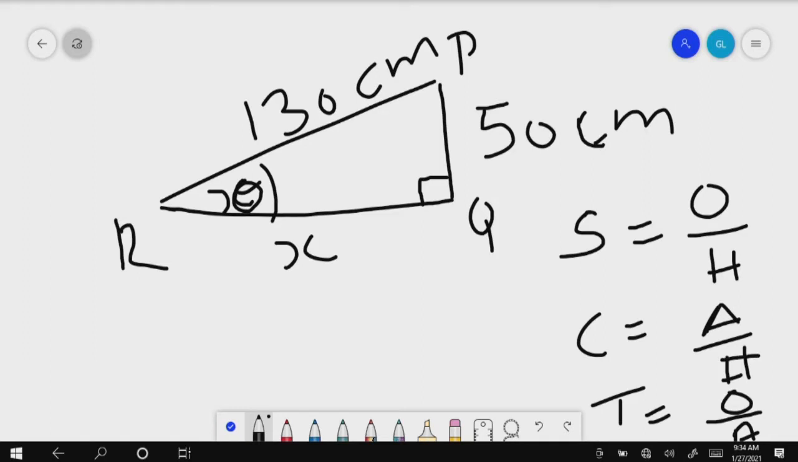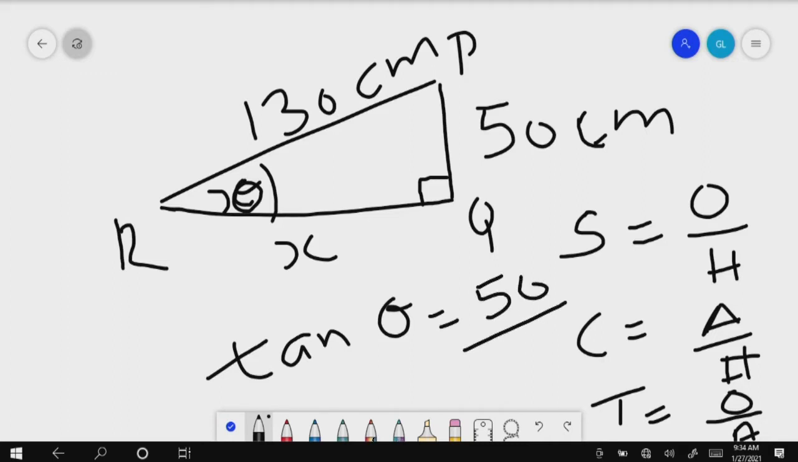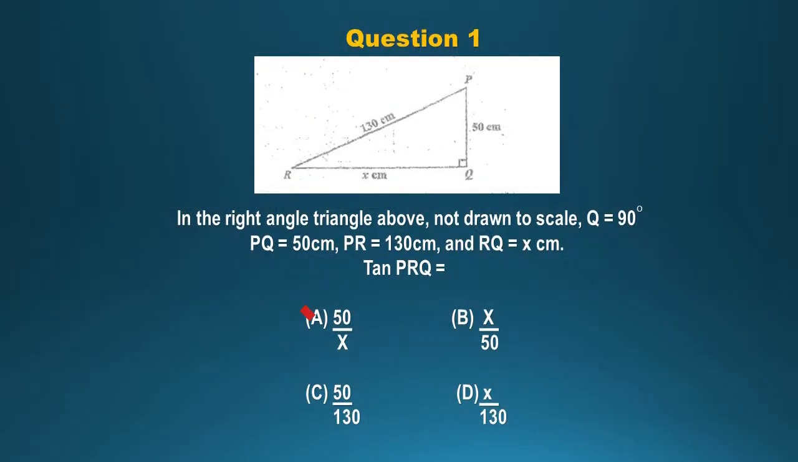Hence, if we use the trigonometric ratio for tan, by substitution, tan theta is equal to the opposite, which is 50, upon the adjacent being x. How do we know the adjacent is x? Because the longest side, the one opposite the 90 degree angle, is the hypotenuse. Therefore, tan PRQ is equal to 50 upon x. Hence, the solution is A.